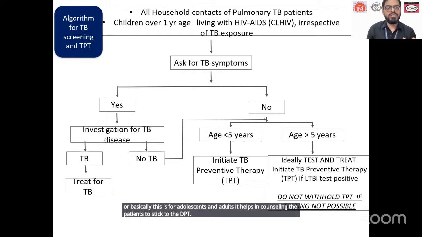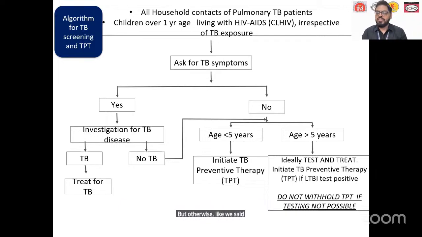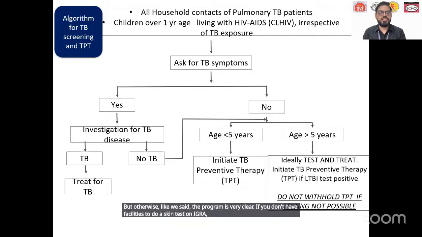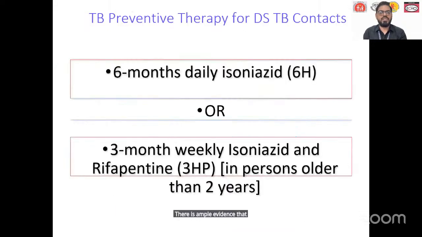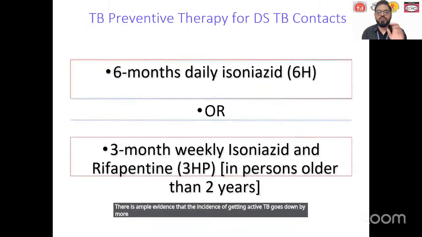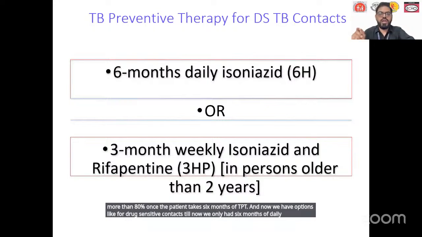But otherwise, like we said, the program is very clear. If you don't have facilities to do a skin test or IGRA, please use all your counseling skills and give TPT to all the contacts, because TPT helps. There is ample evidence that the incidence of getting active TB goes down by more than 80% once the patient takes 6 months of TPT. And now we have options, like for drug sensitive contacts. Till now we only had 6 months of daily isoniazid. Now we have a beautiful combination of isoniazid and rifampicin, which is now available everywhere throughout the state.